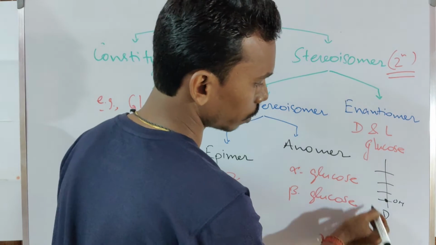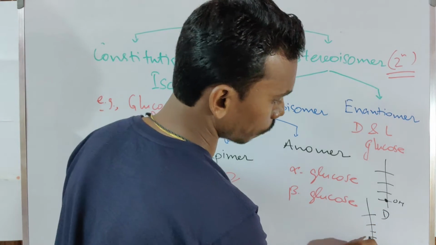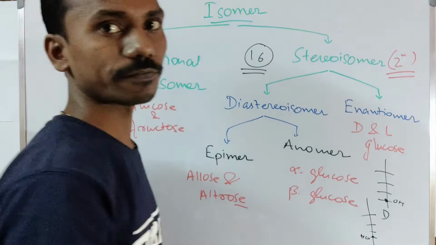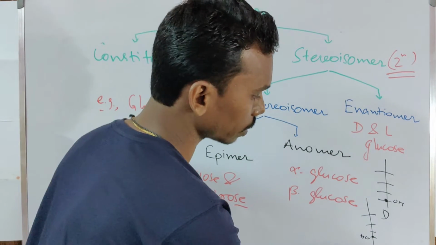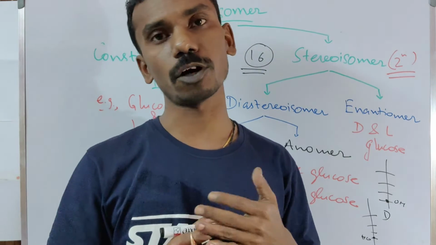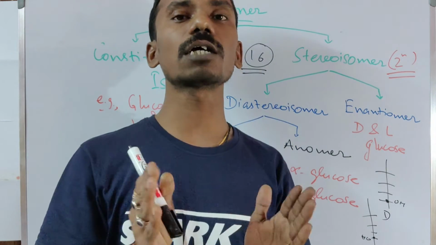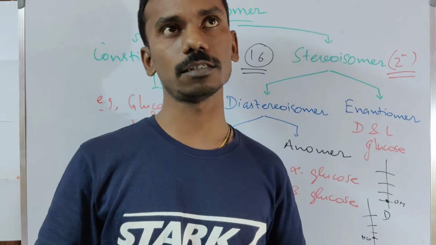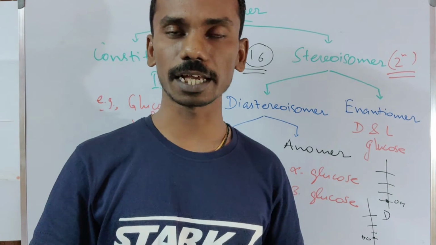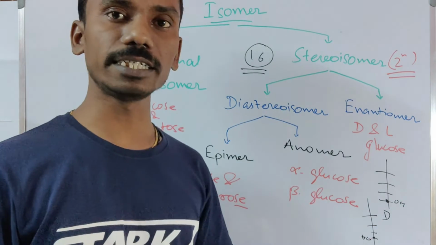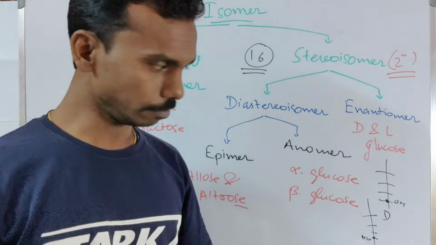And if the compound has OH on this chiral carbon on the left side, then it will be called the L form. Remember, it is not small d or small l. If we talk about small d and small l, then it comes under optical isomerism, that is dextrorotatory and levorotatory. In this case, capital D is not equal to small d.